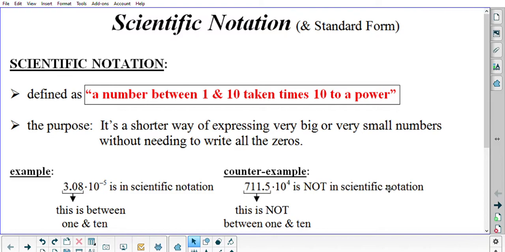Underkoffler again. This time I'm doing a lesson on scientific notation, and eventually we'll be talking also about something called standard form. So what is scientific notation? Let's take a look at these guided notes together.